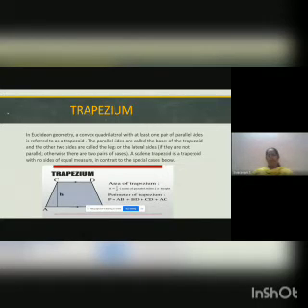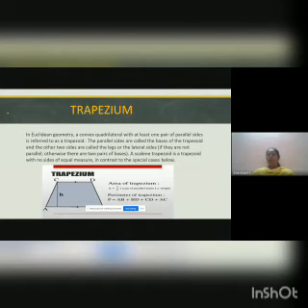I already told you a trapezium is having one pair of parallel sides. See, in the figure, AB and CD are the parallel sides. Whatever the lengths, you need to add the lengths of those two and multiply it with the height. So your area of a trapezium is half into sum of parallel sides into height.